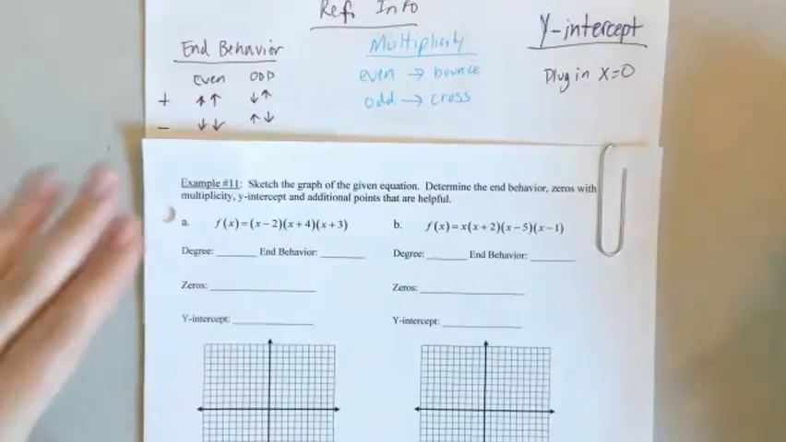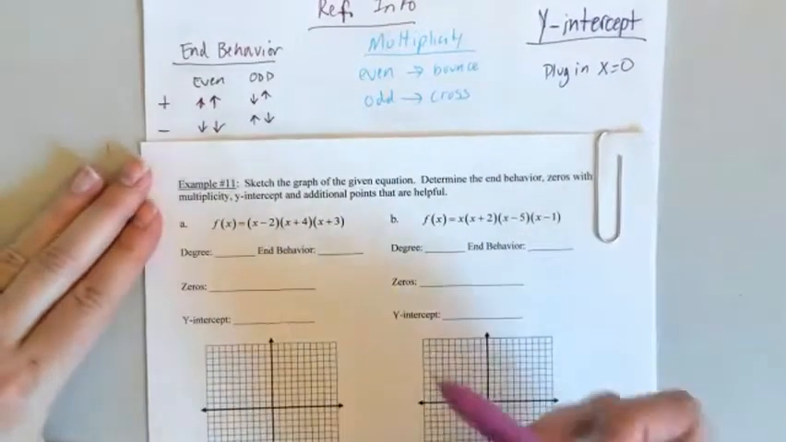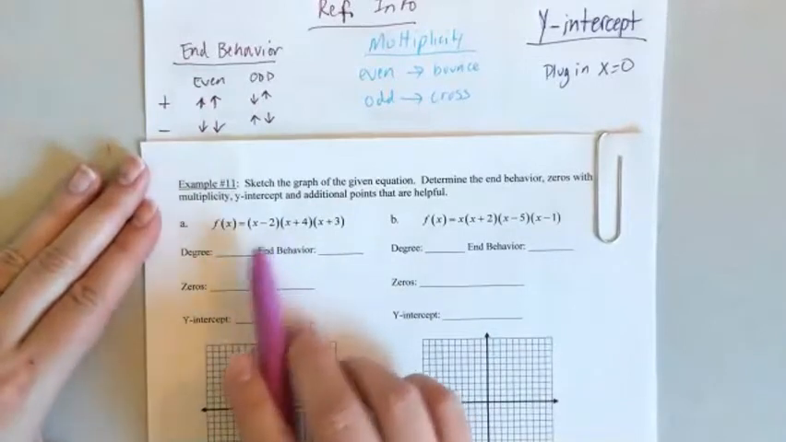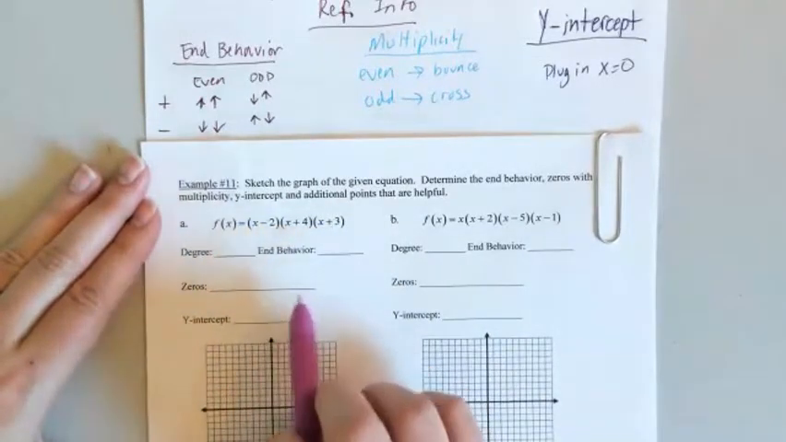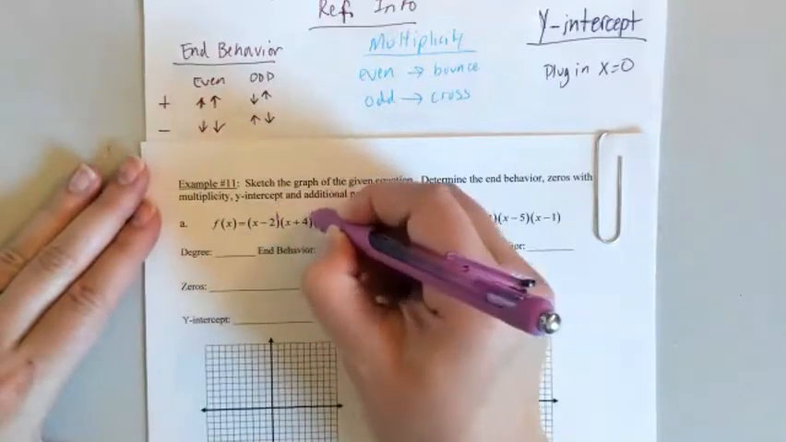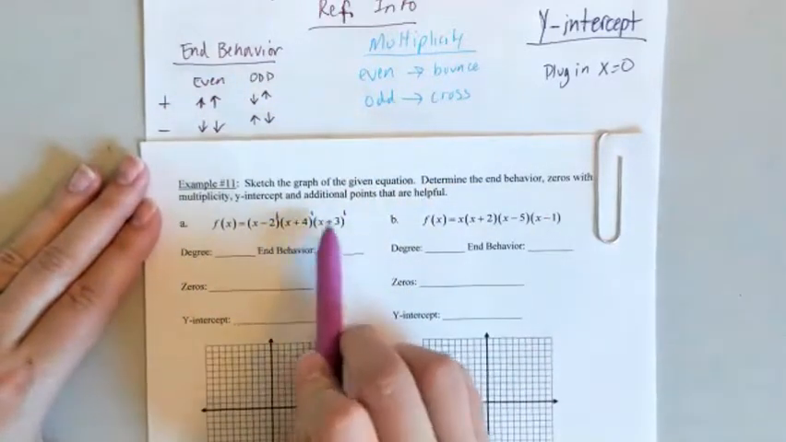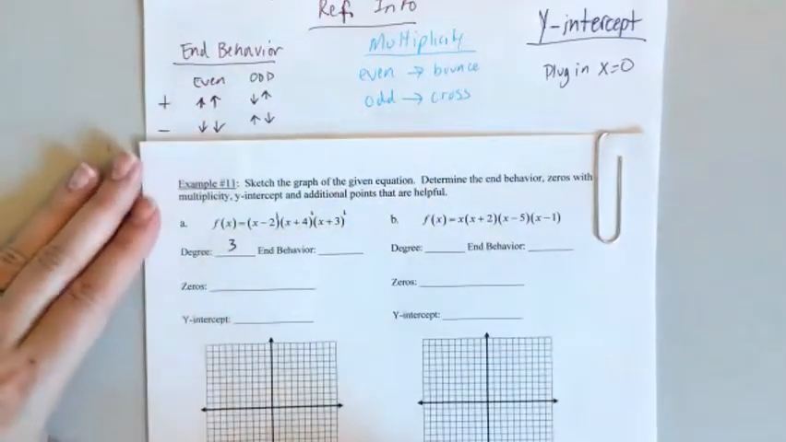All right, so let's get started on example A. We'd already talked about the degree. Quick recap, the degree you add up your multiplicities for each of your factors. So these each have a multiplicity of 1. 1 plus 1 plus 1 would give me a degree of 3.